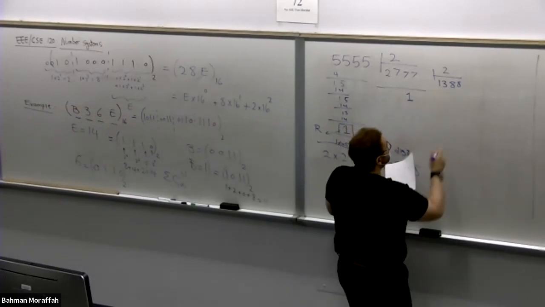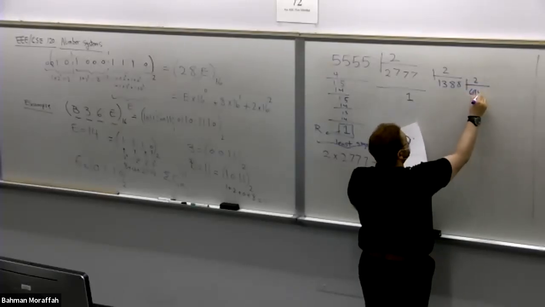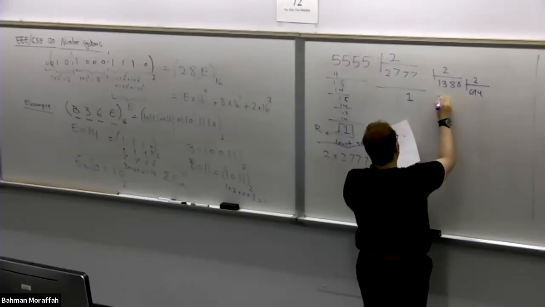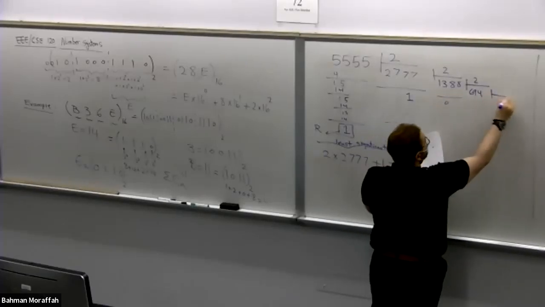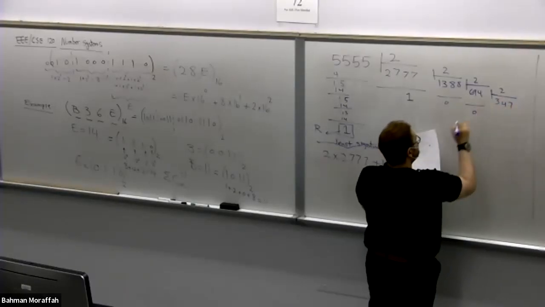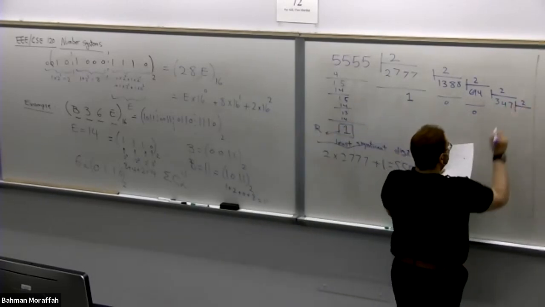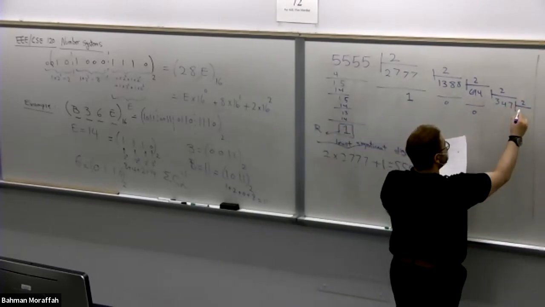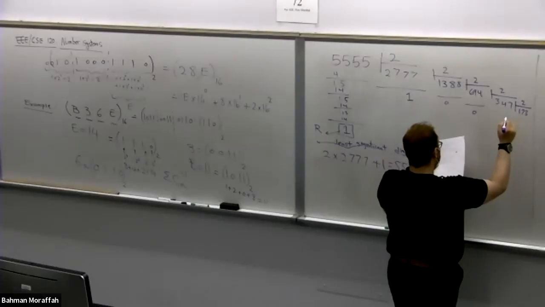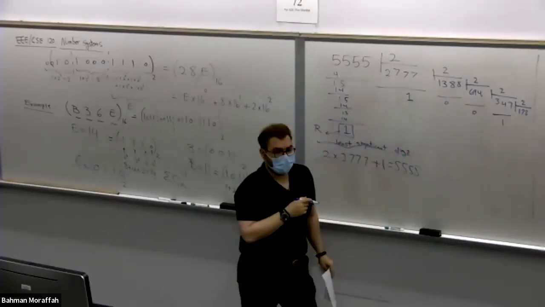If I do it, what do I get? I get 694, and the remainder is 0. Divided by 2 is 347, and the remainder is 0. I divide by 2, that's 173, and the remainder is 1. And I keep doing this.